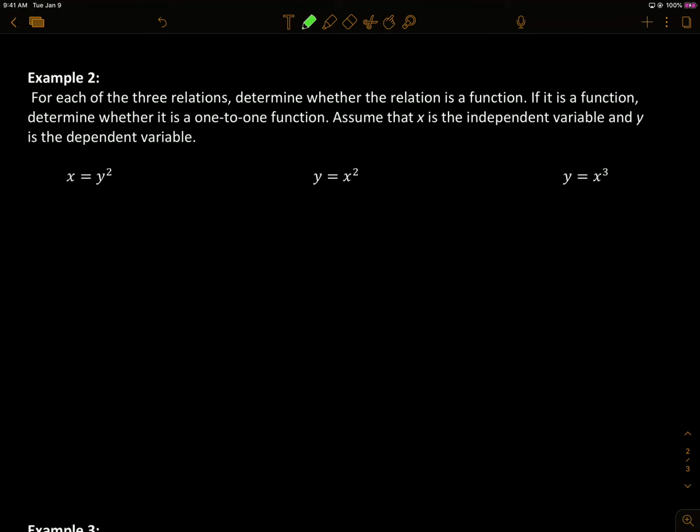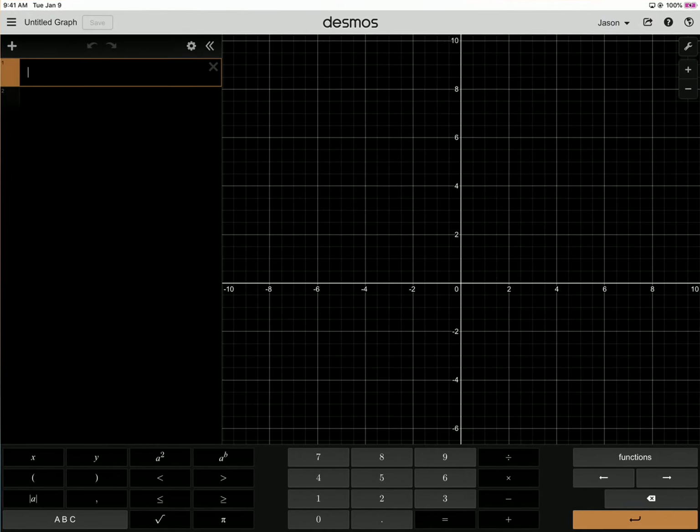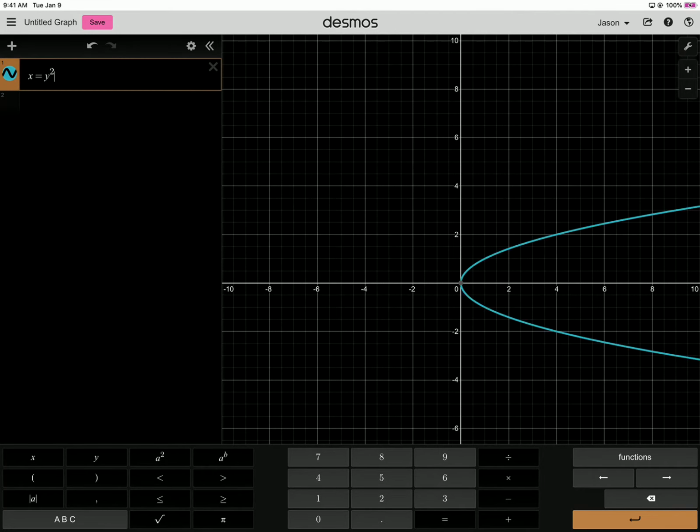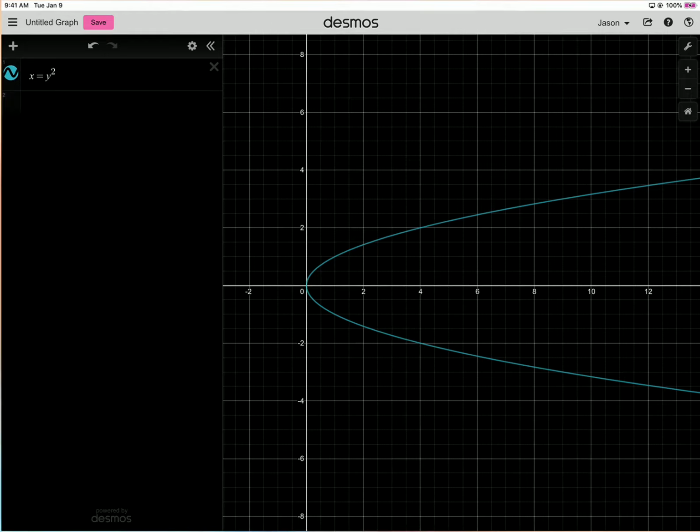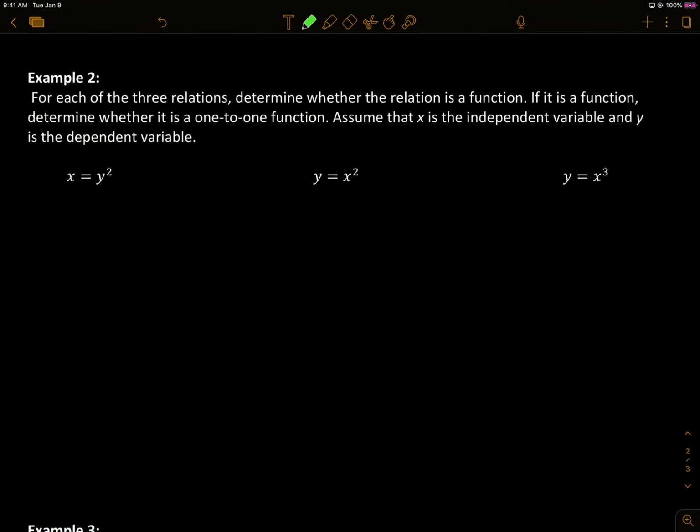How can you tell using the graph? So if I look at these and I want to graph these, we can graph them in Desmos. So let's go ahead and do that. Let's graph x equals y squared in Desmos. So I've got x equals y squared. We see that we get this sideways parabola. So I'm going to go back and sketch a graph. It makes a sideways parabola.